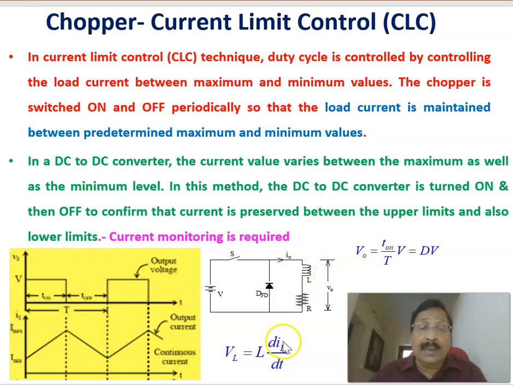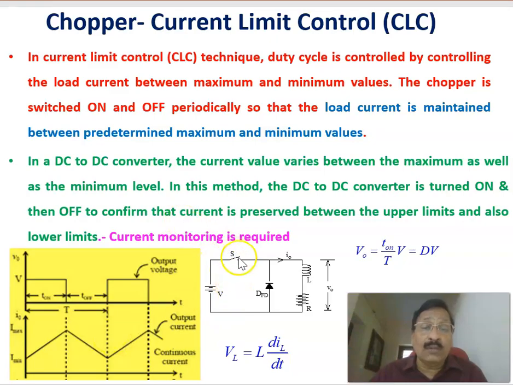VL equal to L di by dt, so di by dt equal to VL by L. Since a positive voltage is across the inductor, plus here and minus here, the dIL by dt, the rate of change of current through the inductor, is having a positive slope. Therefore, the current is building up from minimum value to the maximum value. Once the current reaches the maximum value, you don't want it to increase above that, so you will be switching off the chopper switch.